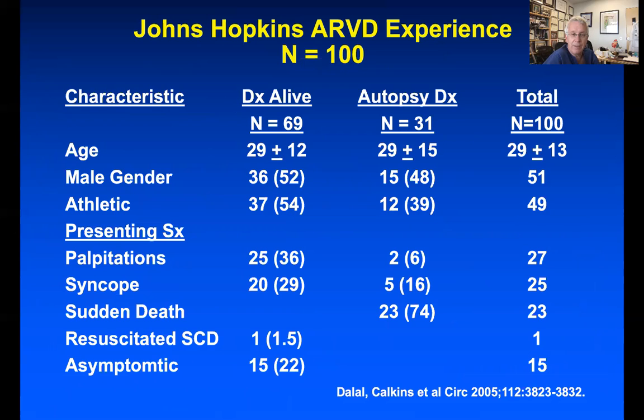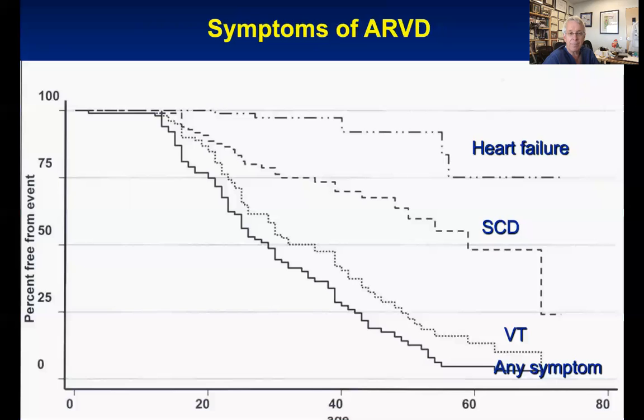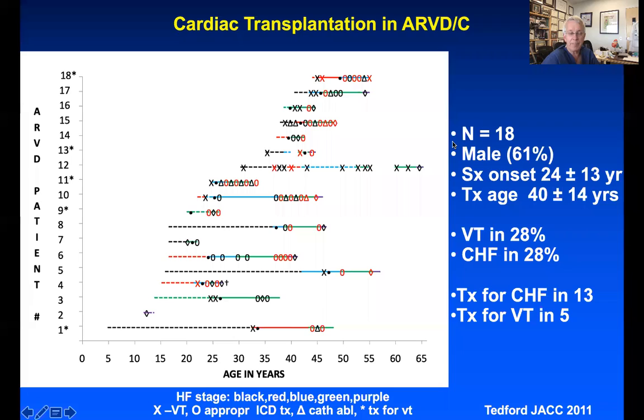This is a study from 15 years ago, 100 patients with ARVD diagnosed either on autopsy after dying with the disease or alive. You can see the average age of diagnosis was 29, with half men, half women, half highly athletic, and they presented with palpitations, syncope, or sudden cardiac death. This shows their clinical course. You never see abnormalities before puberty. Then VT starts to show up, which causes symptoms of palpitations. You can also get sudden cardiac death or even heart failure.